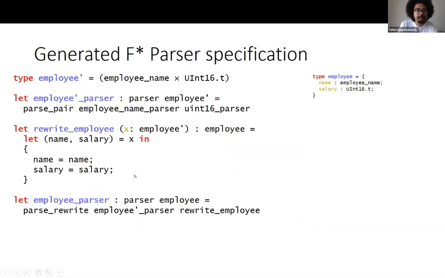We have a combinator for pairs, a higher-order combinator that takes two parser specifications as arguments, one for each component of the pair. So an employee is parsed from the parser for its name and the parser for U16. And then once we have a pair, we can rewrite this pair into a record value. And that's the rewrite combinator that we have in LowParse. And that's what we are actually generating for the employee record, for the specification.